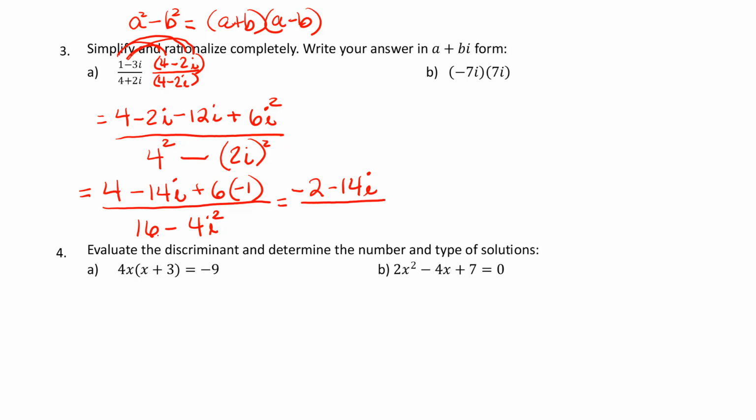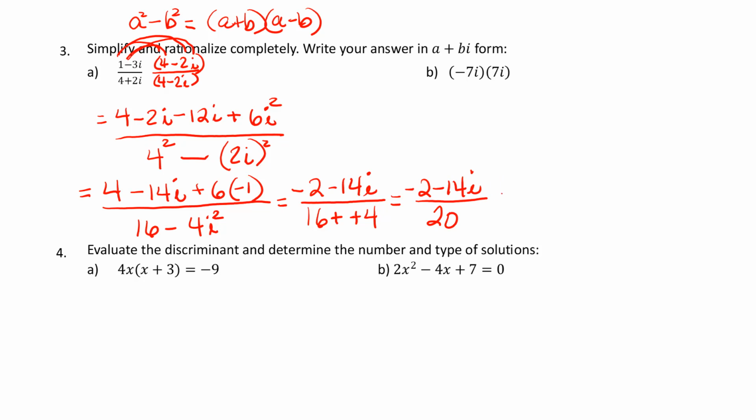And then 16 minus 4i squared is 16 minus -4, because 4 times i squared is 4 times -1, which is -4. So 16 minus -4 will make it plus 4. So -2 minus 14i over 16 plus 4, which is 20.